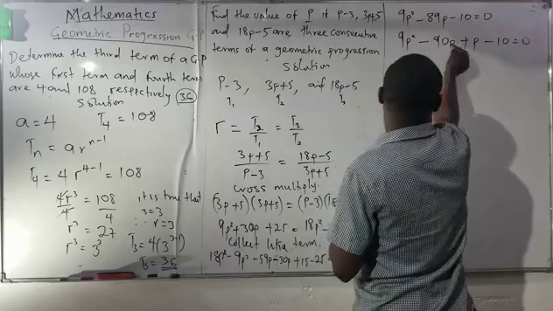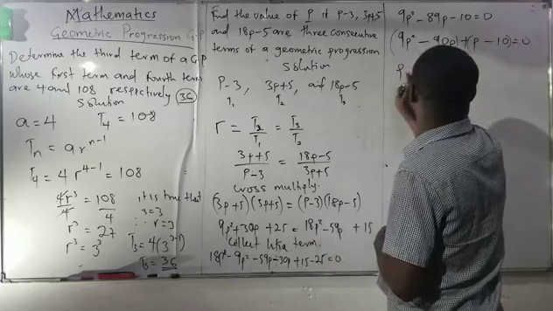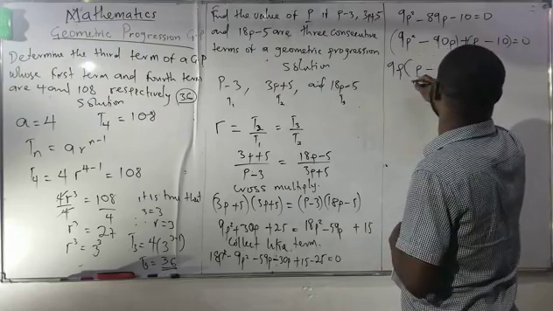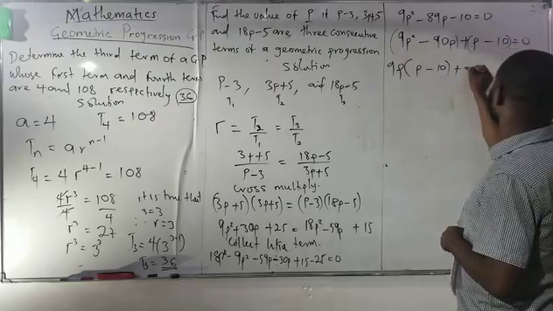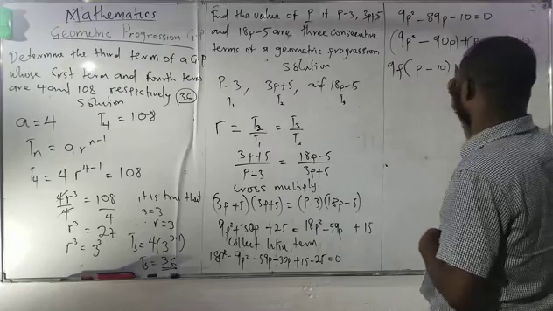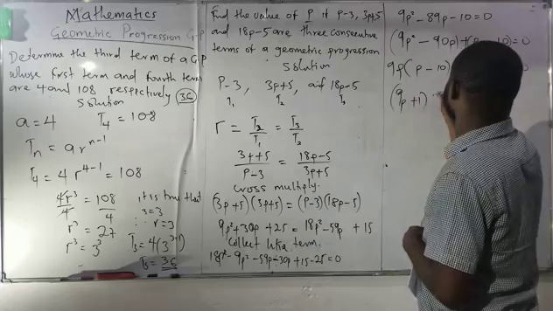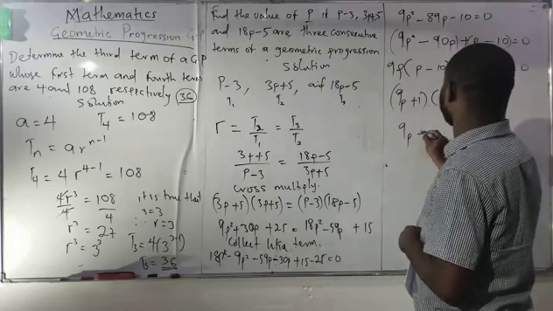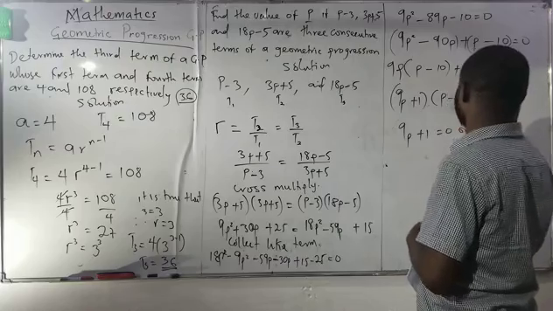Now I will group it into 2. Now I will have 9p bracket of p minus 10, and plus, I will be having 1 bracket of p minus 10 equals to 0. This must be equal to this, if not there is a problem. So 9p plus 1 and p minus 10 equals to 0. Now 9p plus 1 equals to 0, or p minus 10 equals to 0.